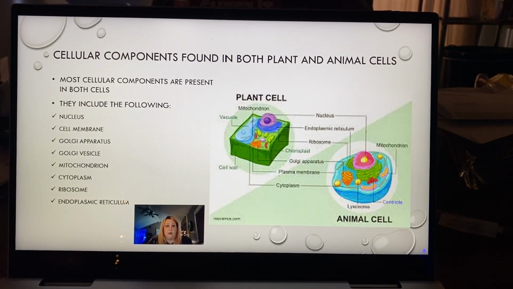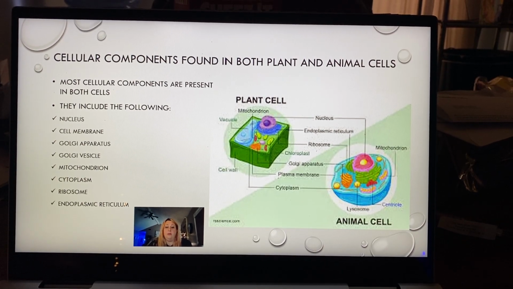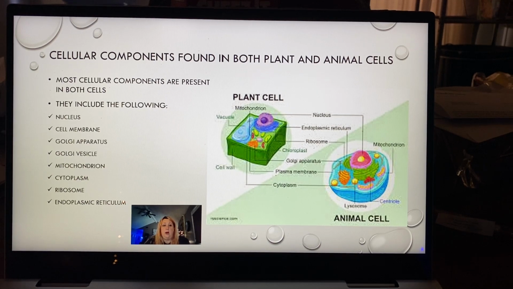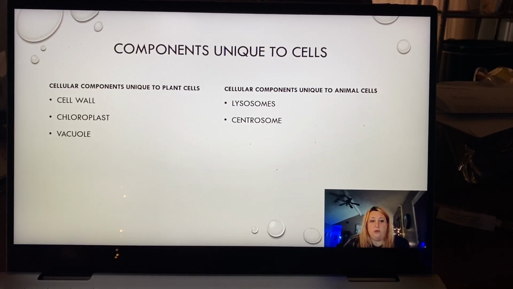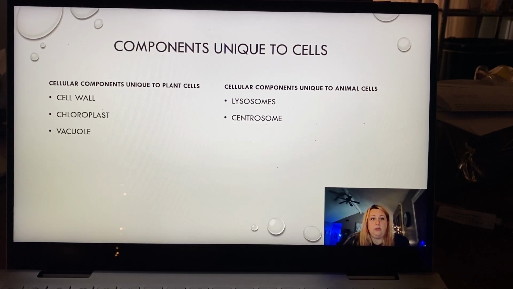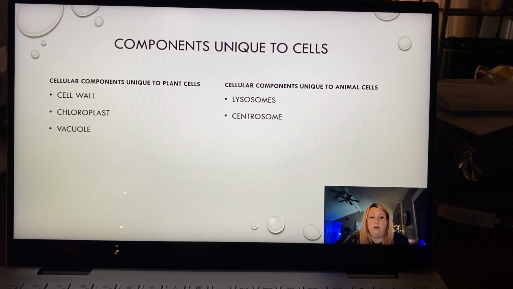Moving on to the next slide. So this is just the components found in both plant and animal cells. Can you identify the missing organelles from each one of them? And on this slide, it's just the components that are unique to each cell.